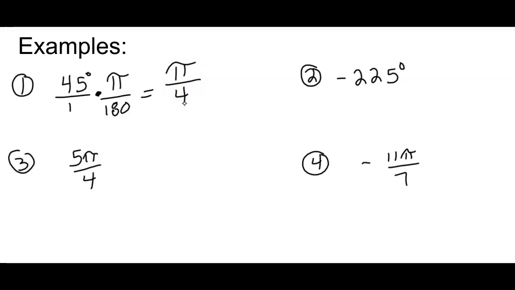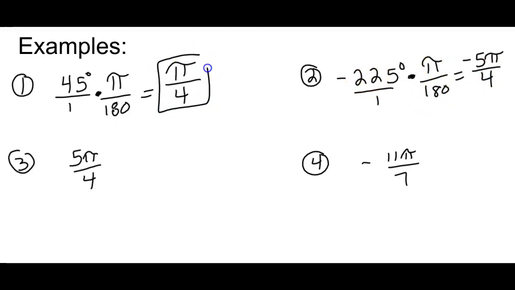It's not any different when we're using negative angles. You're still going to multiply by pi over 180. And then you're just going to take your negative 225, divide it by 180, and then make sure you reduce it. This gives me negative 5 pi over 4. So you're just taking the numbers and reducing them. You're leaving pi in your answer. That's how we know we're in radian. You're going to see pi in your answer.